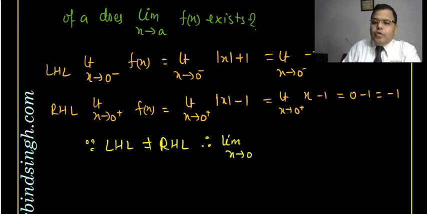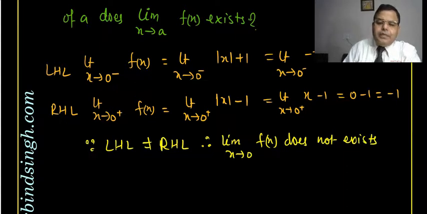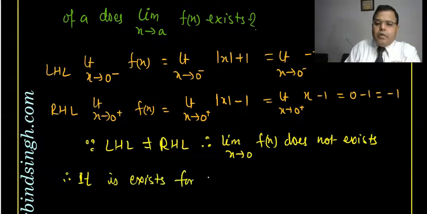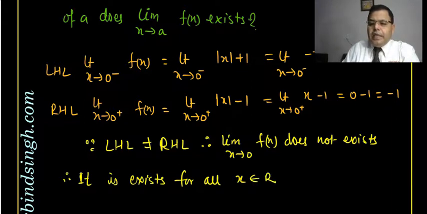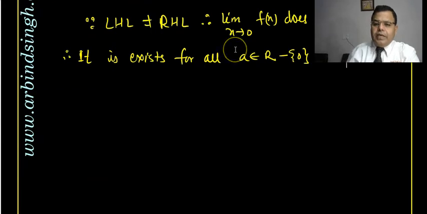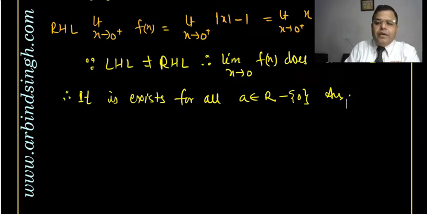Therefore limit x tends to 0 of f(x) does not exist, and it exists for all other real numbers, because there is no doubt about the other definitions. It exists for all a belonging to R except 0. That will be the answer. You can check x equal to 1, 2, 3, that can be done, but there is no need to do that right now. Here 0 is the only doubtful case.